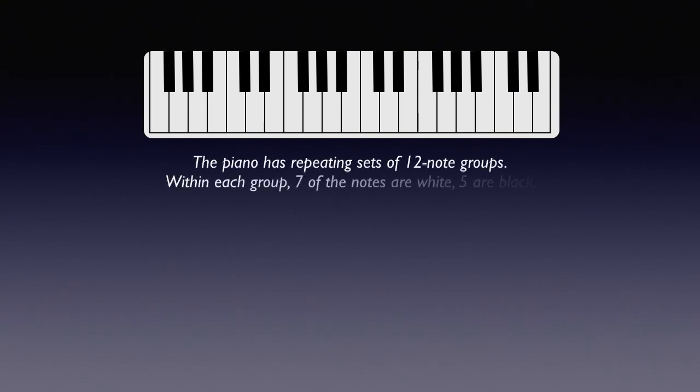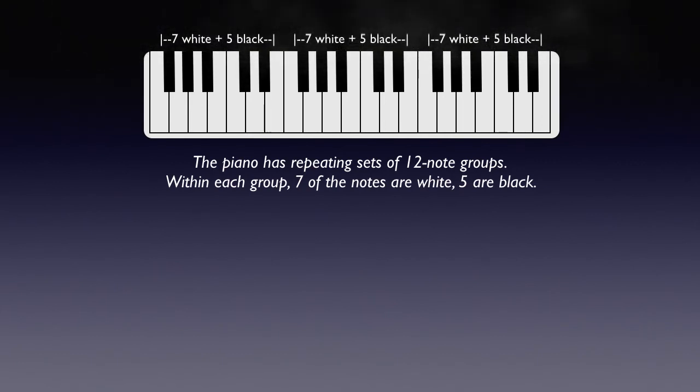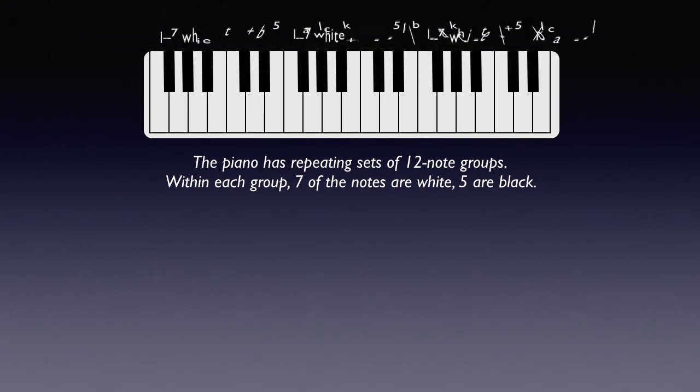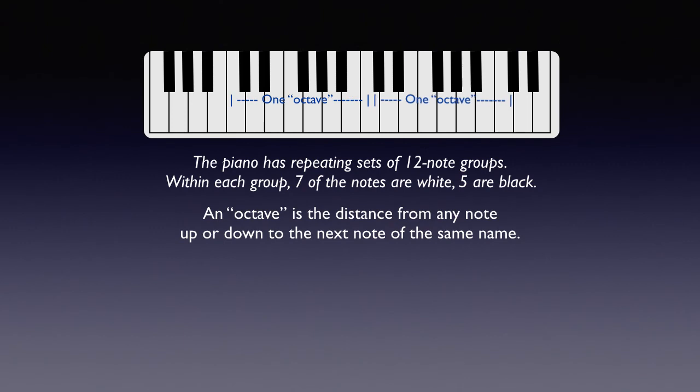The piano has repeating sets of 12-note groups. Within each group, 7 of the notes are white and 5 are black. An octave is the distance from any note, up or down, to the next note of the same name.